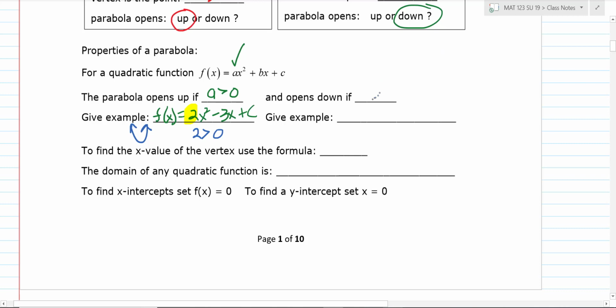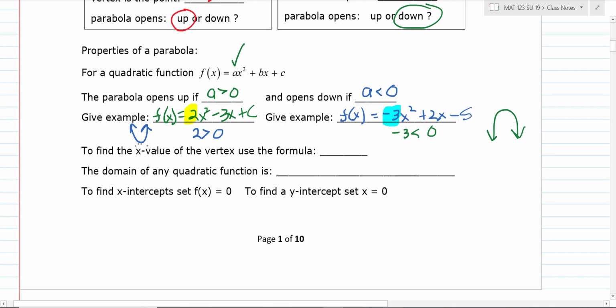It's going to open downward if a is a negative number. An example of this would be something like negative 3x squared plus 2x minus 5. It doesn't really matter what the last two terms are. The only thing that matters is that first term, and since it is less than 0, that's what causes the quadratic function's graph to go upside down. All it is is a reflection, like we've learned.